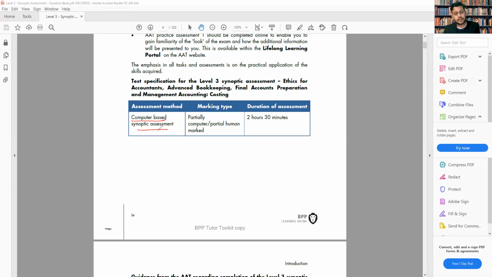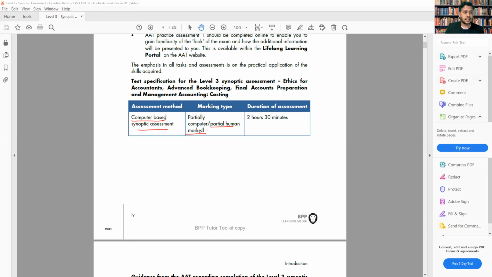Then it is partially computer-marked, partially human-marked. Once you've done the exam, some questions will be marked by a human, especially the writing tasks. Any writing task will be marked by a human, and any question that comes with a number, for example a calculation, calculating the profit, making the flex budget, or calculating the limiting factor or contribution, this sort of question will be marked by the computer. So you need to be careful with the numbers.